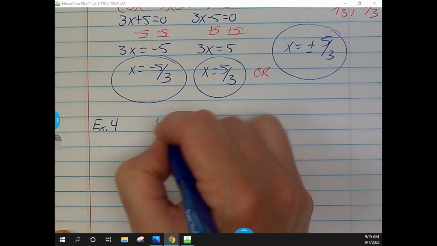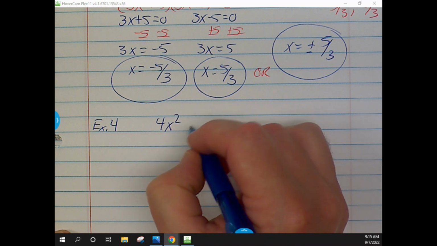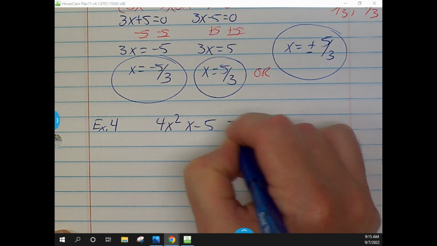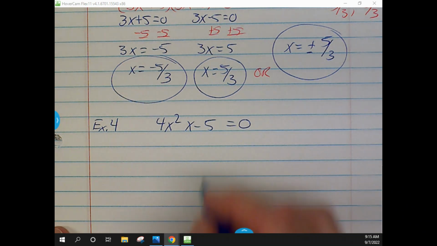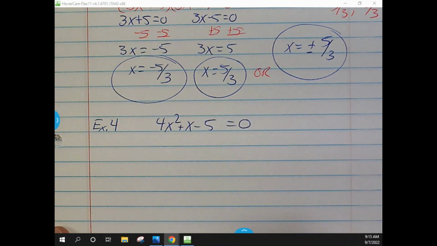All right, let's make this a tough one. Let's go at 4x squared plus x minus 5 equals 0.